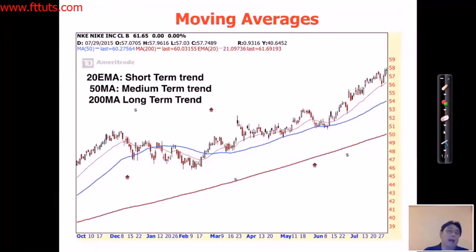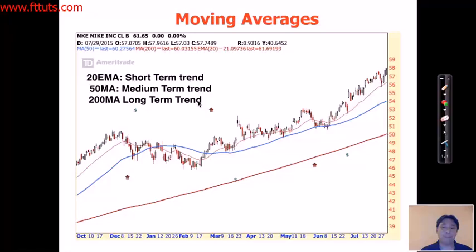A common question asked is, which moving averages do I use? Now, it depends on the time frame. In general, I use the 20 exponential moving average to look at the short-term trend of a stock. I use the 50 moving average to look at the medium-term trend and the 200 moving average to look at the long-term trend.